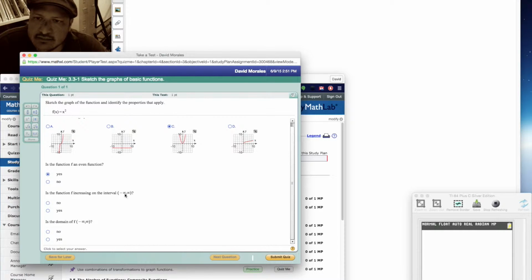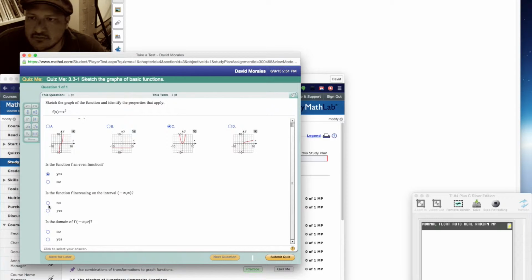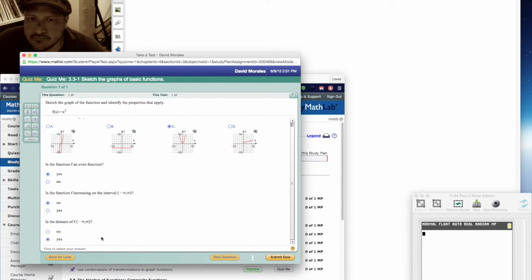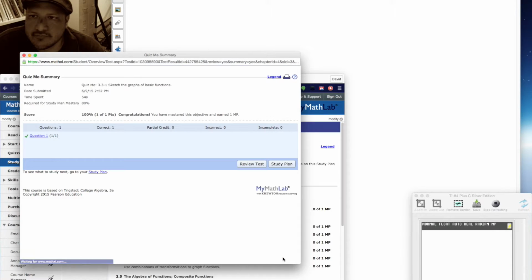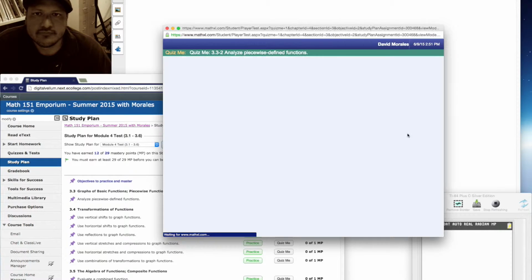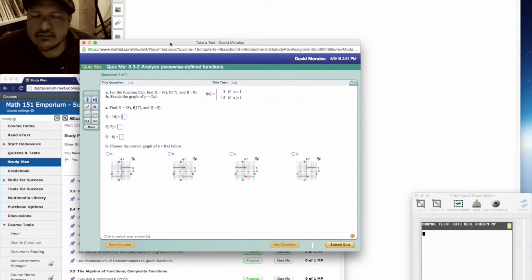Is it increasing on the interval negative infinity to infinity? No, because on negative infinity to 0, it's actually decreasing. It's going downhill. So no. Is the domain anything? Can I put in any x value here? Yep. Anything I put in will work. So here, this one we can also solve without working it out.